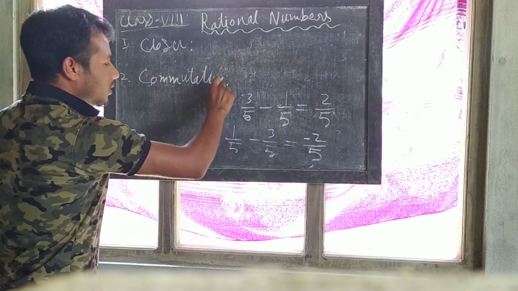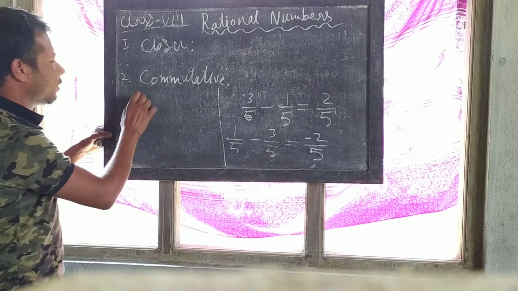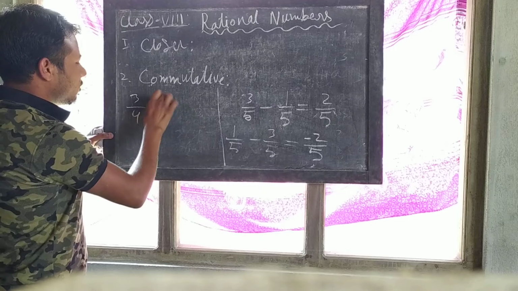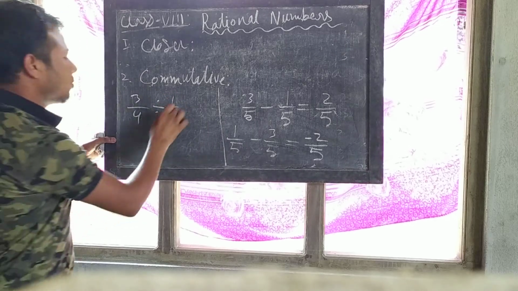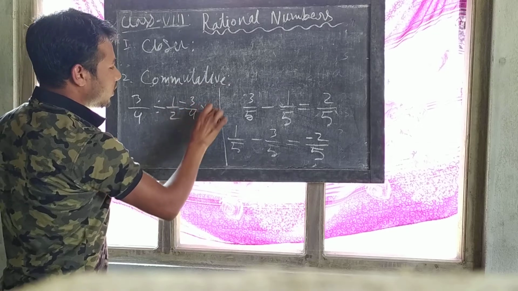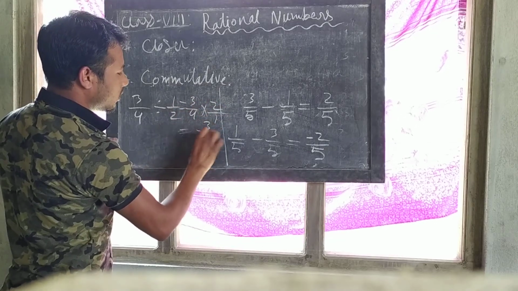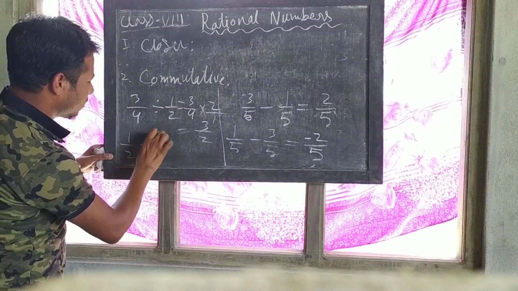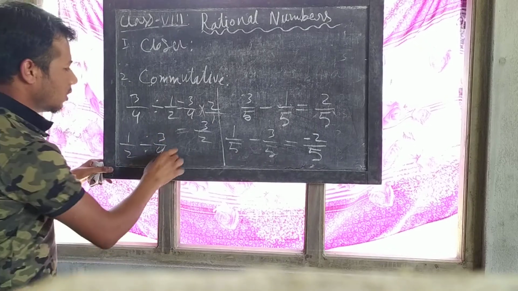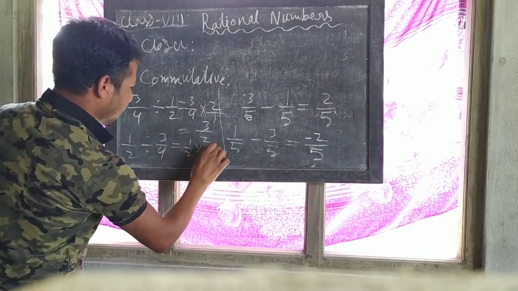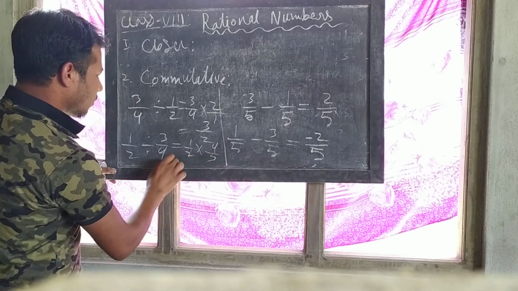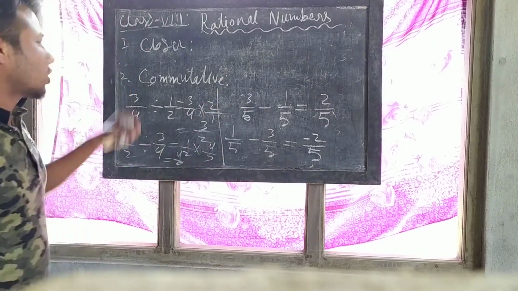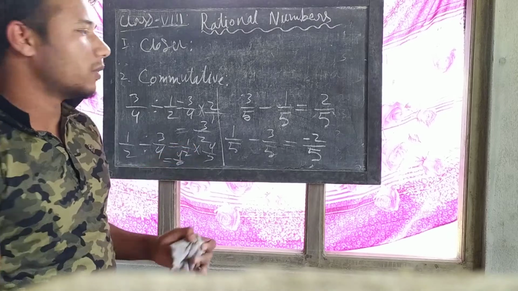Now see, for division, consider any rational numbers. 3 by 4 divide 1 by 2. What will be the result? 3 by 4 into 2 by 1 equals to 3 by 2. If we change the order, 1 by 2 divide 3 by 4. Four by 6. These are different. Therefore, rational numbers are not commutative with respect to division.